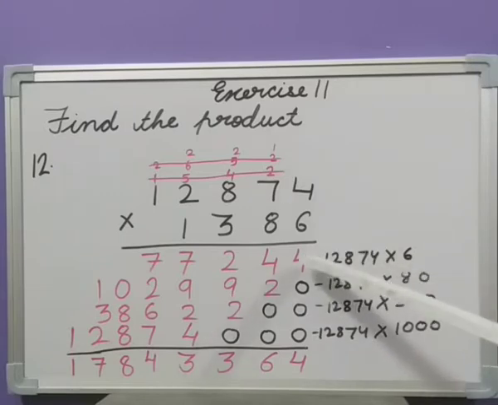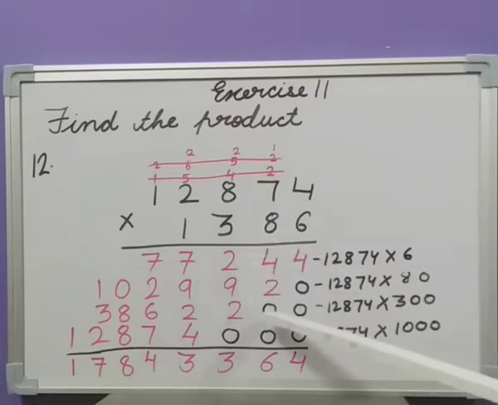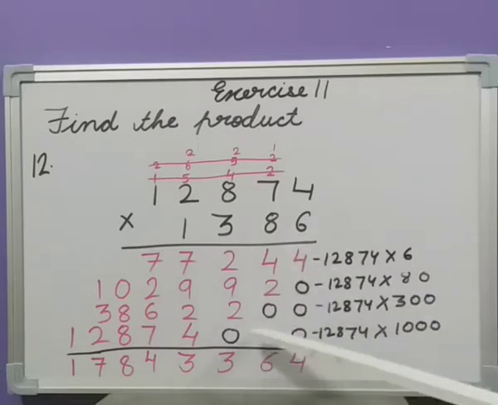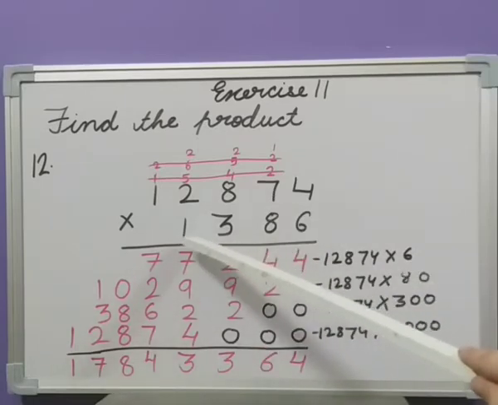As you can see, no 0 because we are multiplying it by ones place. Then 1 zero because we are multiplying by tens place. 2 zeros as we are multiplying by hundreds place. And 1, 2, 3, 3 zeros because we are multiplying by thousands place.